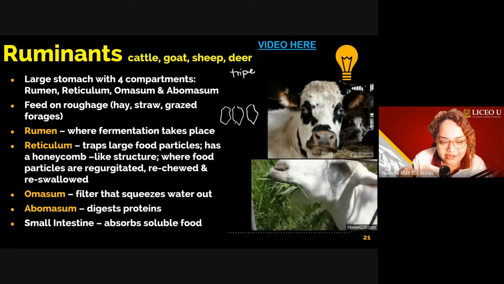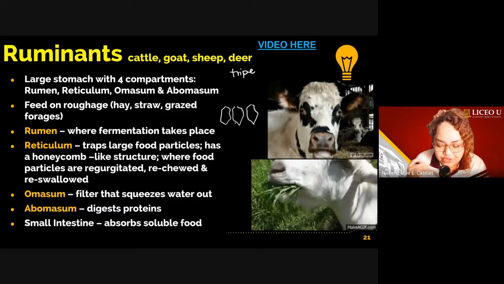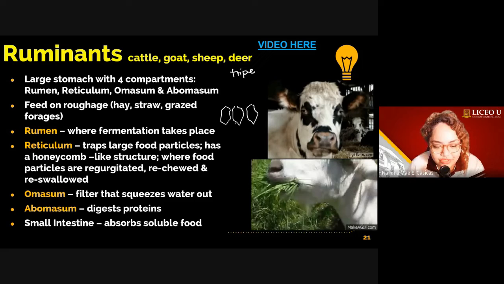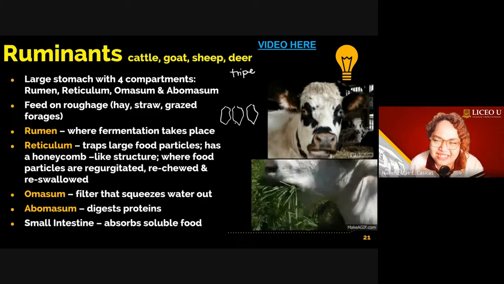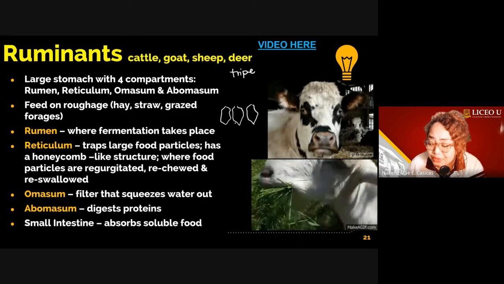It is a filter that squeezes water out. And then next, you have your abomasum which digests proteins. And then lastly, we have the small intestines where it will absorb soluble food. Sometimes even, because ilaha mga grass, no, it doesn't really have a lot of minerals.